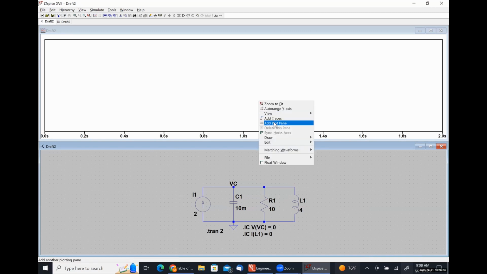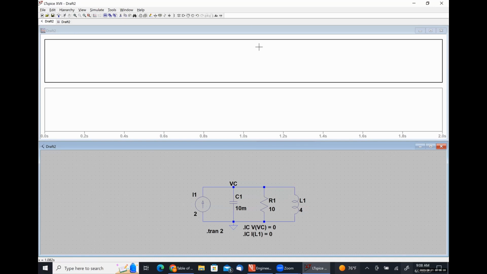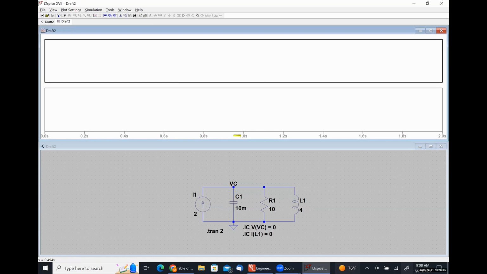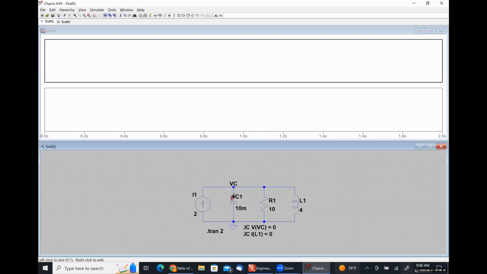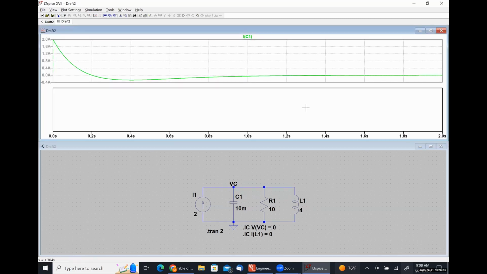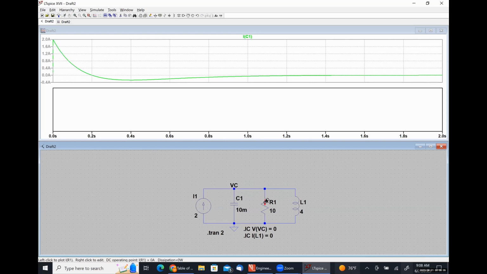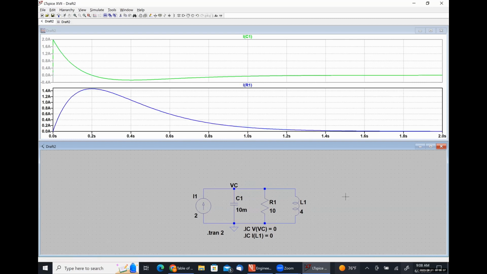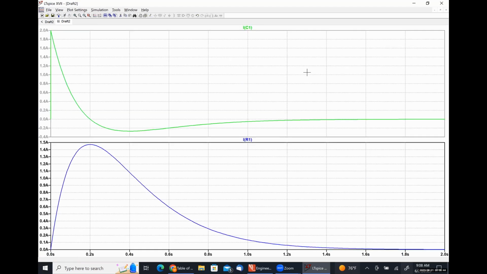I'm going to add a second plot plane here. You'll see in a moment why I'm doing this. In the topmost plot plane, I'm going to put my capacitor current. And in the second plot plane, I'm going to put my resistor current. Okay. And so now I'm just going to maximize this so we can see these two plots.